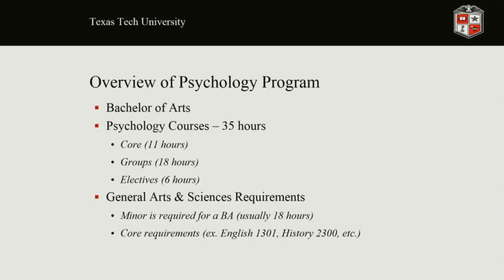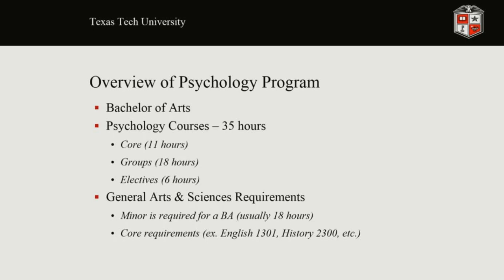This is 11 hours of the core classes that everyone must take, and 6 groups. You must have one from each group, for a total of 18 hours, and 2 classes or 6 hours of psychology electives. The electives can be any psychology class.